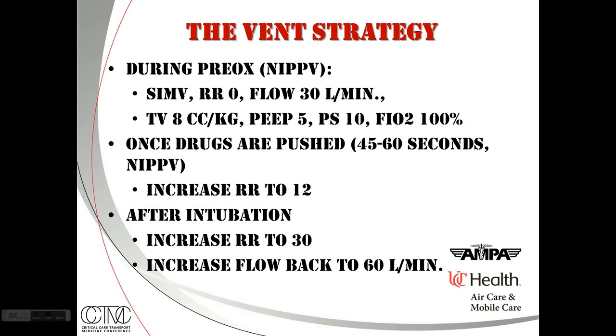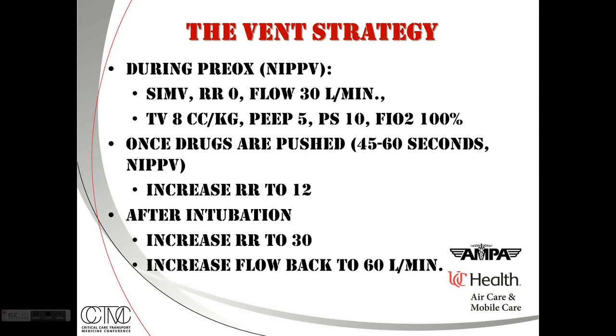We're going to put the SIMV mode at a rate of 0. And with a PEEP of 5 and a pressure support of 10, we will therefore be doing BiPAP. SIMV at a rate of 0 with those settings is essentially BiPAP. We're going to dial the flow down from the baseline, which is usually set at 60 liters per minute, down to 30, and we're going to do that because we want to minimize the chance that we are going to overcome the esophageal sphincter and insufflate the stomach.